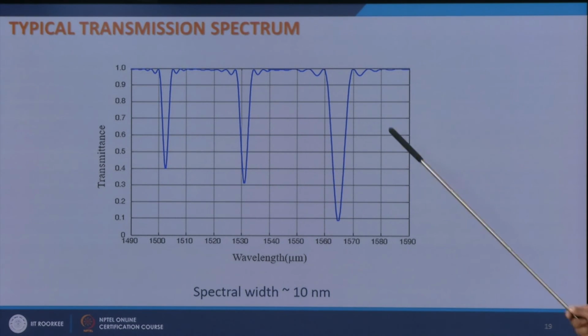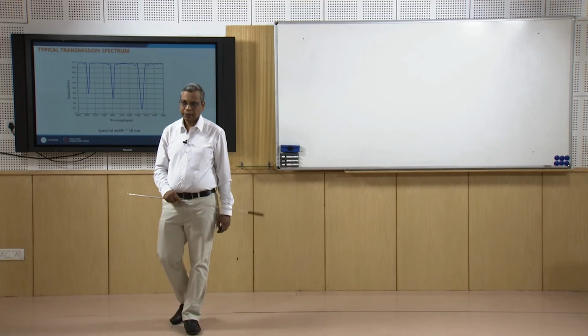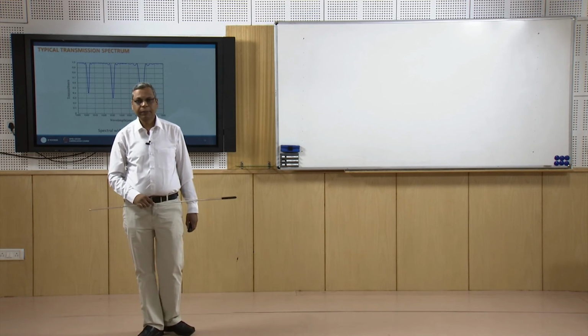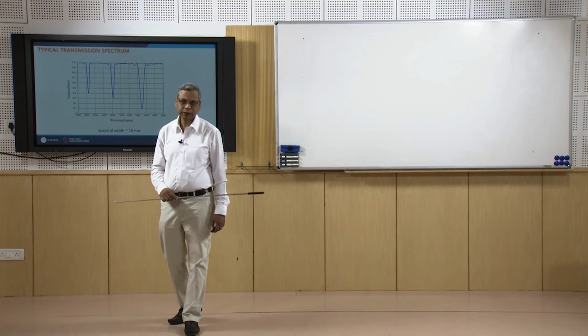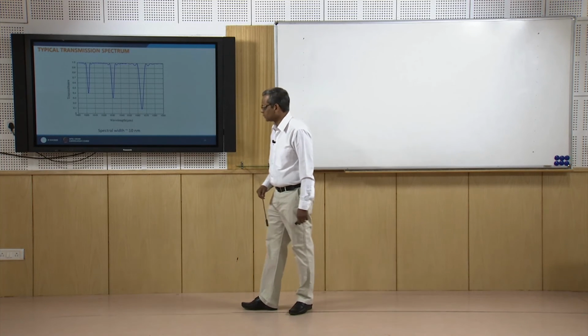If you look at the spectral widths of these, then the spectral widths here are much larger, of the order of 10 nanometers. Remember that in fiber Bragg grating the spectral width was very small, 0.1, 0.2 nanometers, here it is tens of nanometers.